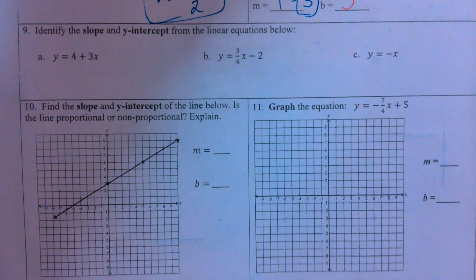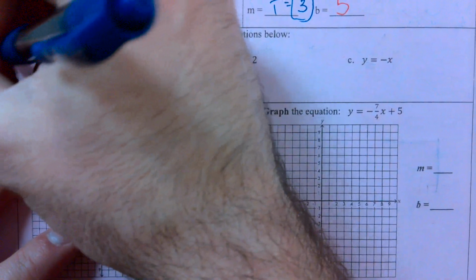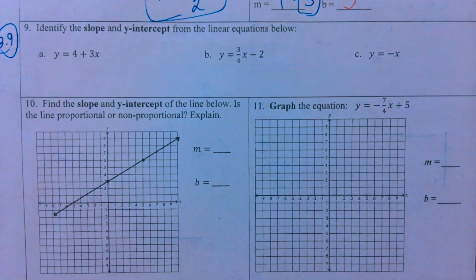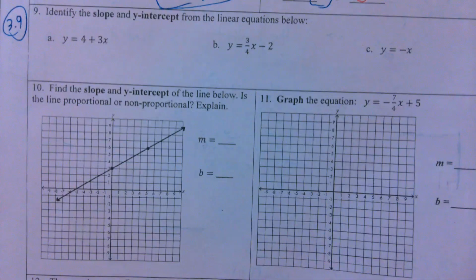All right. Dropping down to number 9. This is nice and easy. This was from 3.9. Same thing with number 7, it was 3.7.